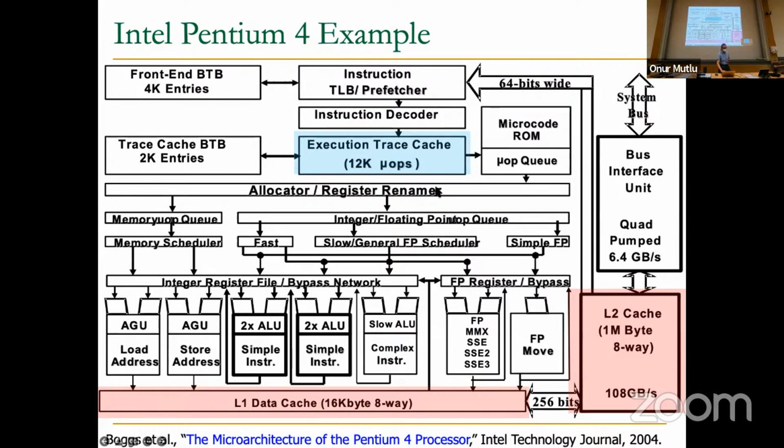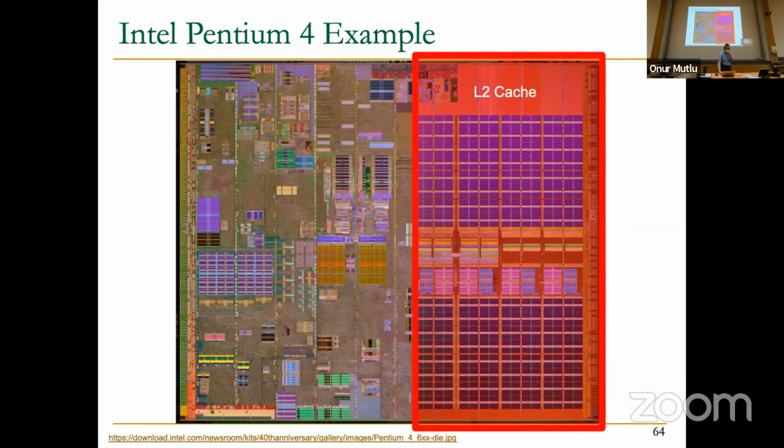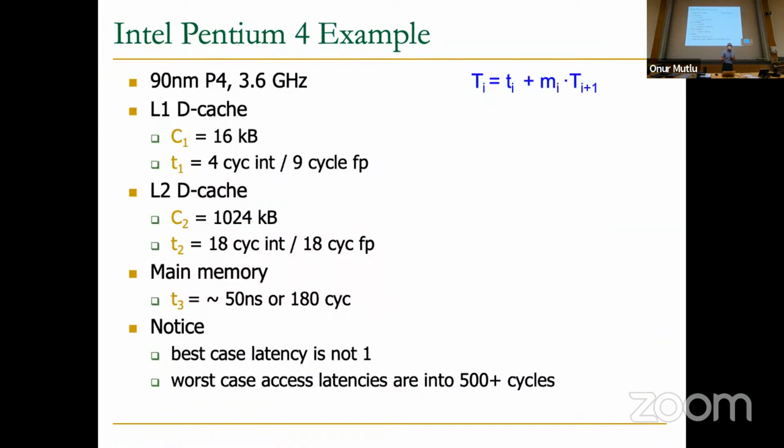This is the 90 nanometer version. And you can see that it has an L2 cache, 1 megabyte, and it has an L1 data cache, 16 kilobyte 8-way. And this is the real picture that you have seen multiple times by now. Now let's do the hierarchical latency analysis so that we can see what's happening here.